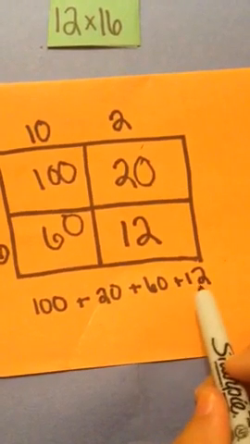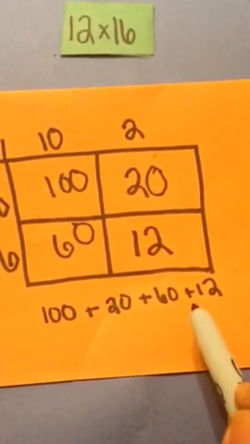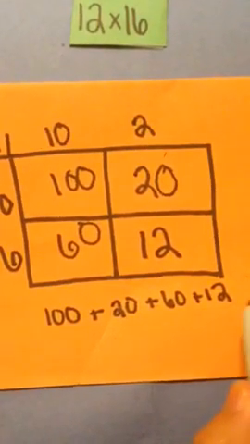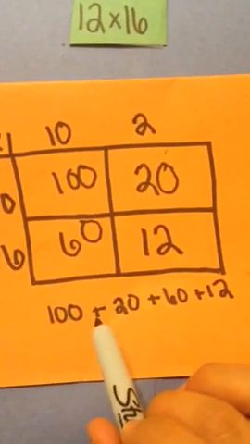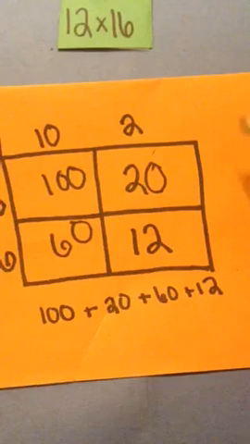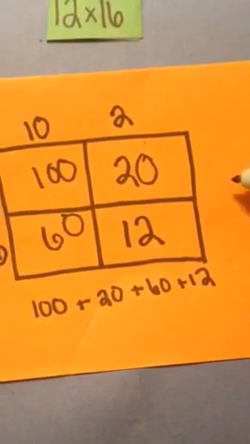And these numbers here can go in any order that they want, but they need to write them down so they can show you the proper algorithm. So they'll add these all together correctly. So 100 plus 20 plus 60 plus 12. And just like before, if they have to write it up and down on the side, that's fine, but they need to show you how to do this.